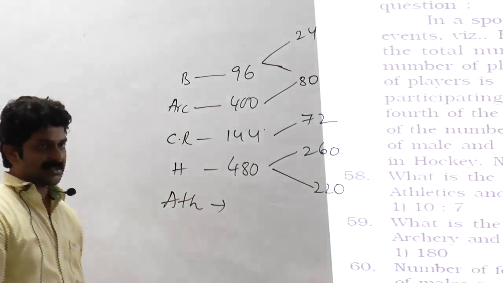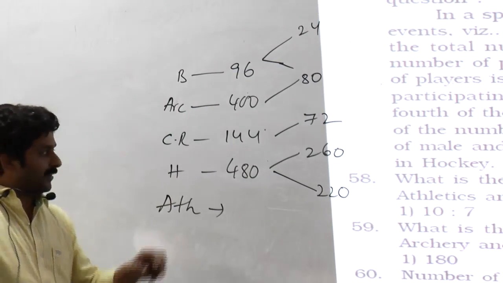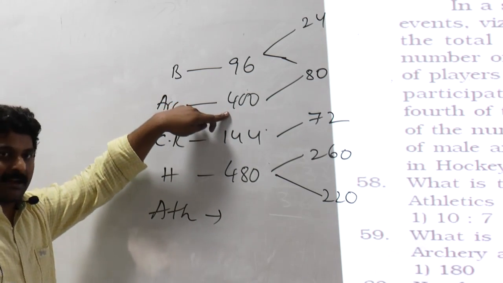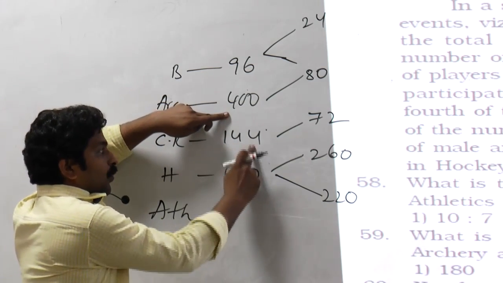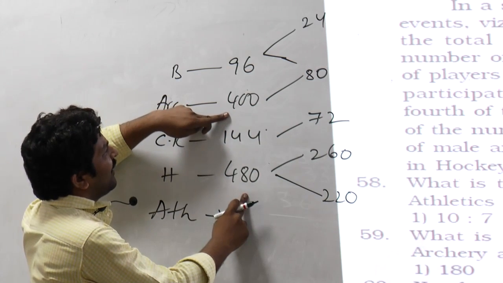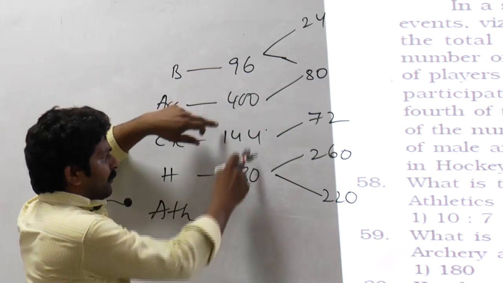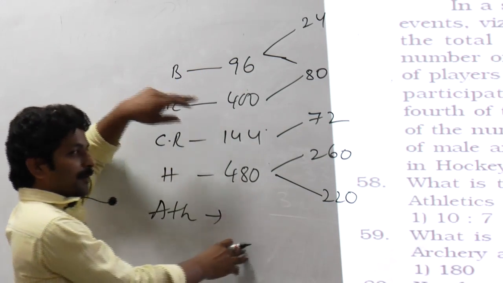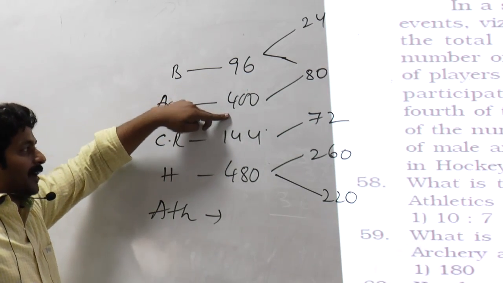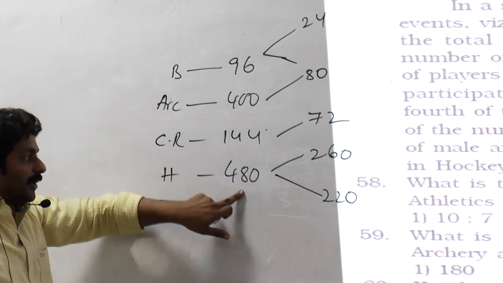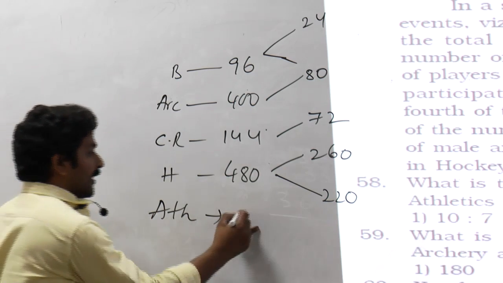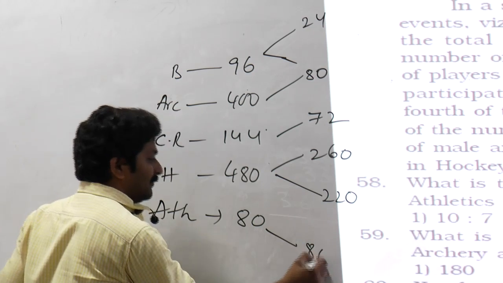Now let's add everything. 400, 500, 900, 900, 124. Add the 4 here, it becomes 100, 500, 1000, 40, 80, 120, 1120, remaining 80, and 80 are male.